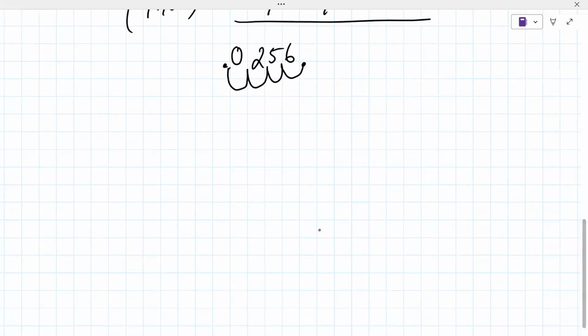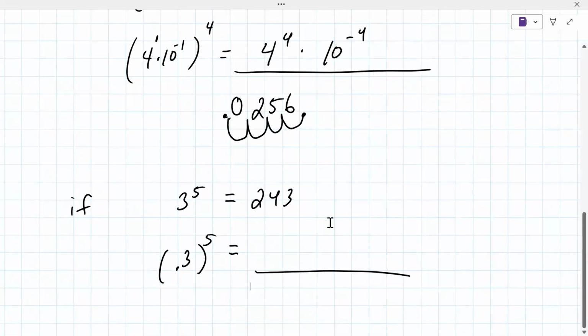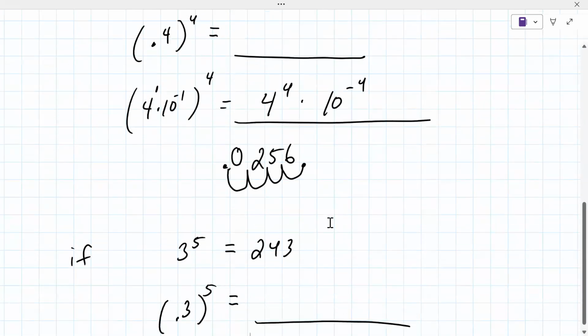Yeah. So if 3 to the 5th equals 243, 0.3 to the 5th equals, go ahead and try that one, please. Let me leave the previous one up if I can. I think yeah, there we go. 3 to the 5th, 243.